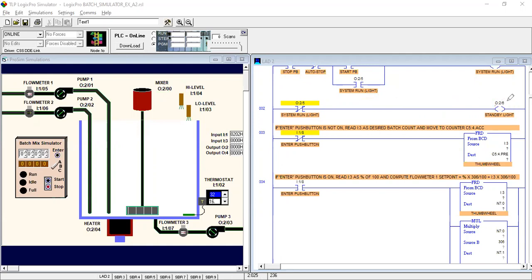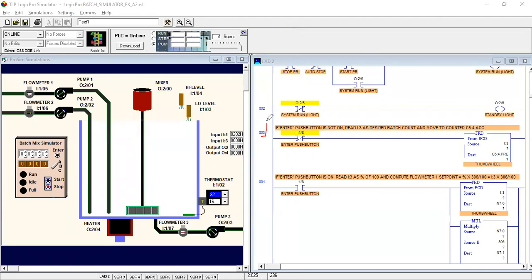Output O:2/6, standby light. Okay, and this is our standby light. This is our idle light, the standby light. When our whole system is in the stopped condition, it will show. The idle light will glow and turn on when our whole system is stopped.